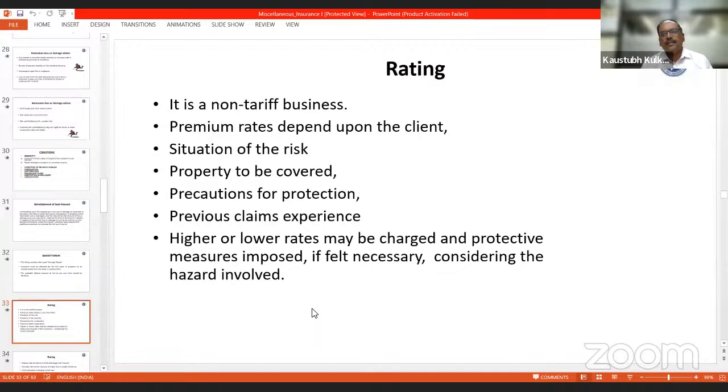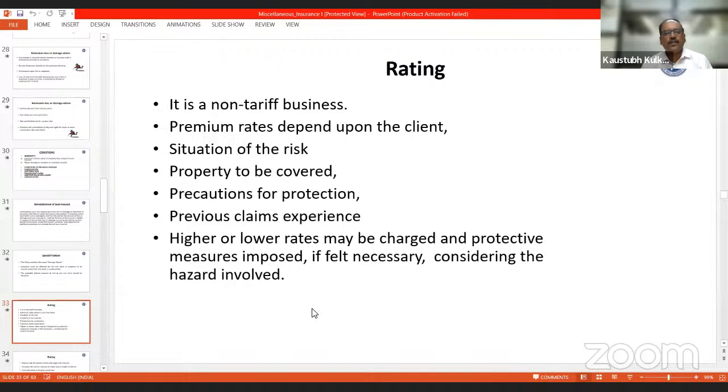As I already described, the burglary policy is to be given to valued customers, or we have to deal with the moral hazard of the insured. When the insured is good in moral hazard, then in that case the rating will be given and the discount will be given. It is non-tariff business. Premium rates depend upon the client, as I already described regarding the moral hazard. The situation of the risk.